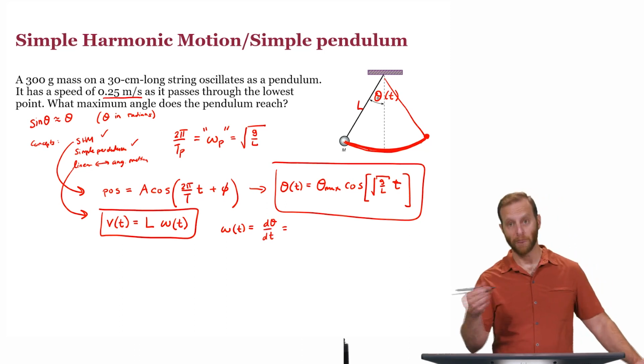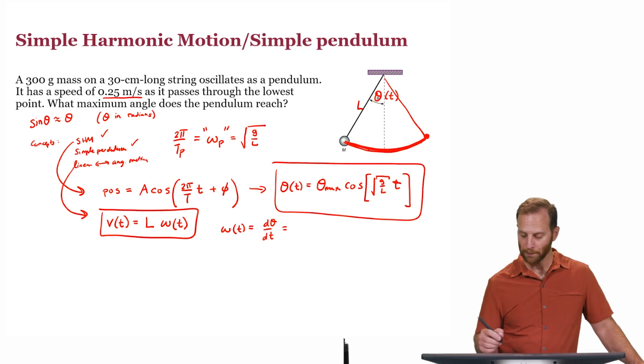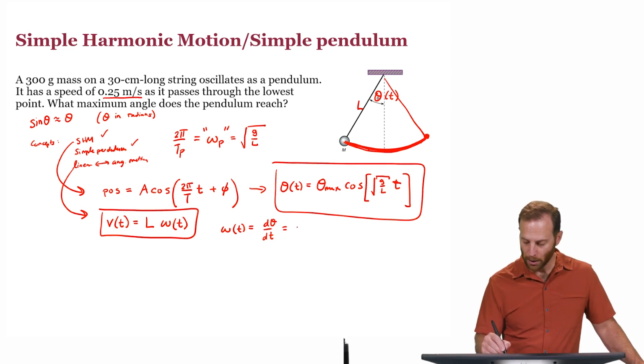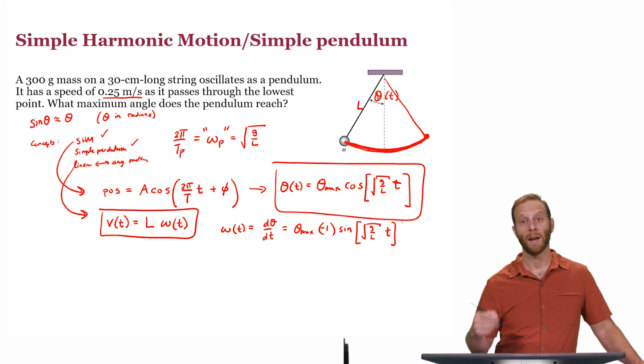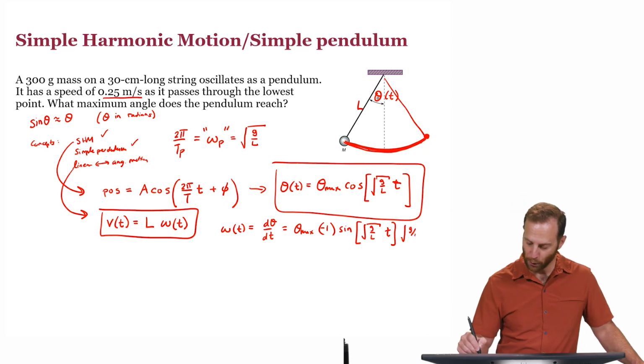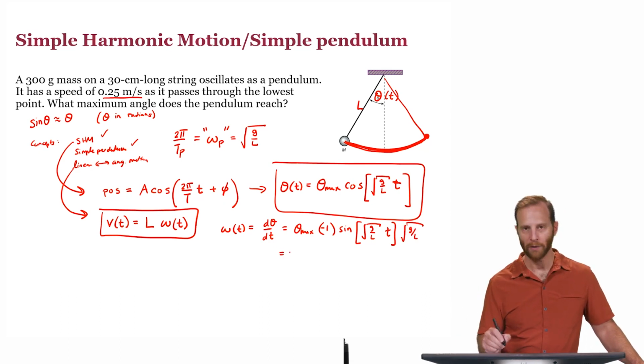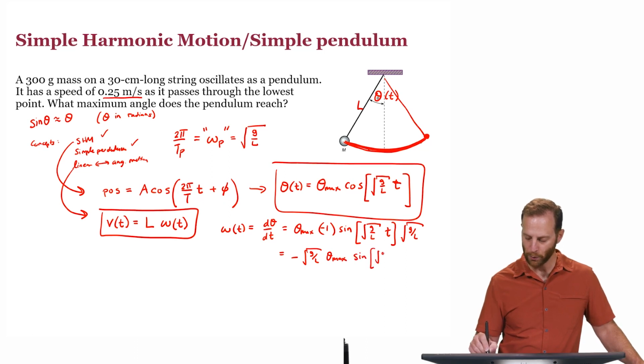And if I take the derivative of theta as a function of time, I discover that I get theta max times a minus 1 times a sine. Inside the sine is the same argument, square root g over L times t, and then I multiply by the square root of g over L. So cleaning that up, we have a minus square root g over L theta max times sine of square root g over L times the time.